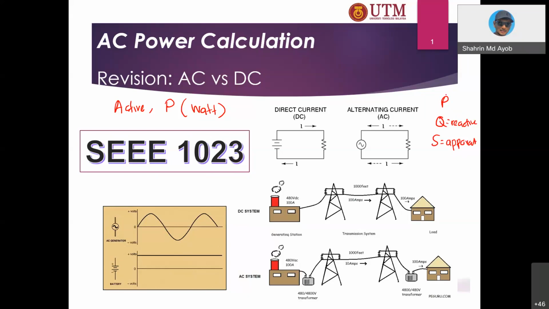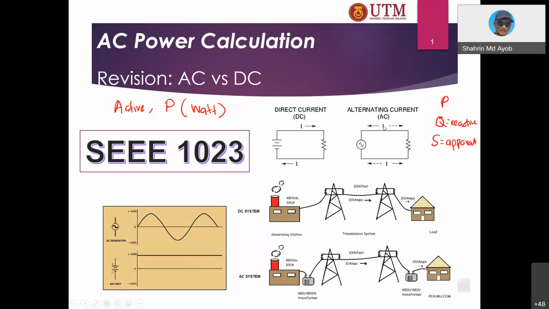So no need to worry, because we will go through the definition of each of these powers in our slides today. As you can see here, we have DC and AC power, because we have DC circuits and we also have AC circuits.